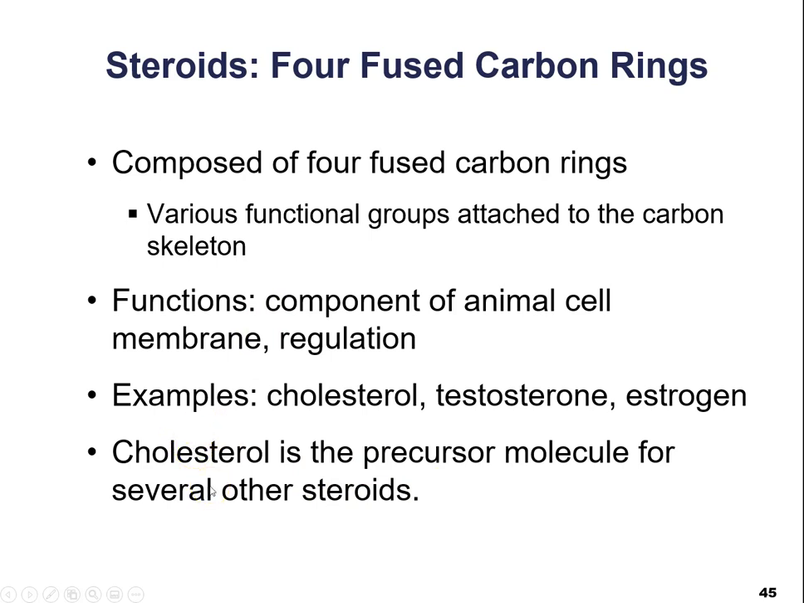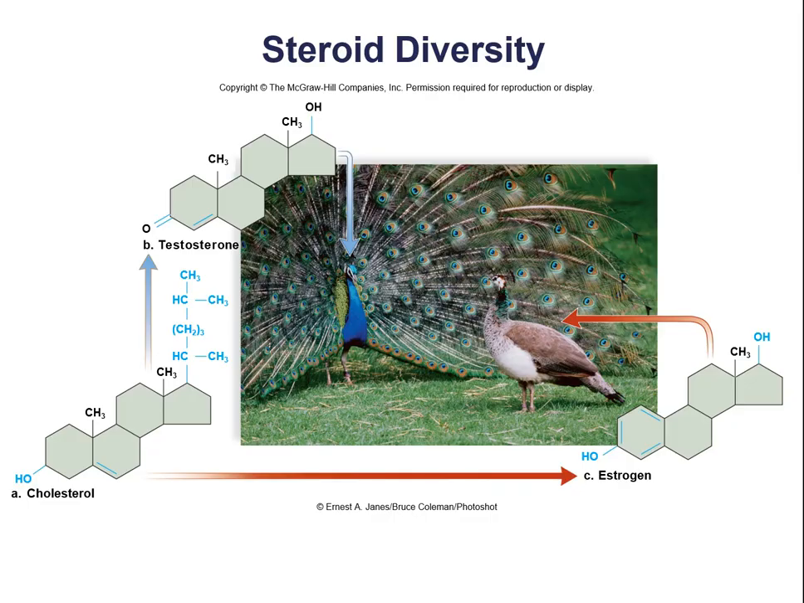Also, I said cholesterol is present in the membranes. It is also a precursor, meaning it's necessary to make other steroids and other steroid hormones like testosterone and estrogen. So if cholesterol is not there, your body will not be able to synthesize testosterone or estrogen, okay? So this is just showing you again what I was just telling you: cholesterol is the precursor, meaning testosterone and estrogen are derived from cholesterol. If this cholesterol wasn't around, you can't make testosterone or estrogen.